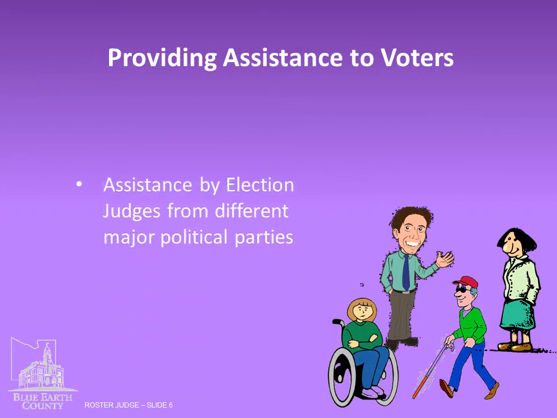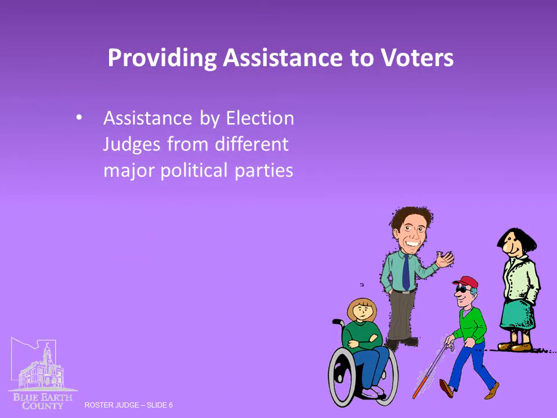At the voter's request, 2 election judges from different major political parties may help mark the ballot. When assisting, be sensitive to their specific needs, avoid influencing how they vote, do not give advice or reveal how they voted. Direct all questions to the voter, not to others with them. Help only as much as requested.